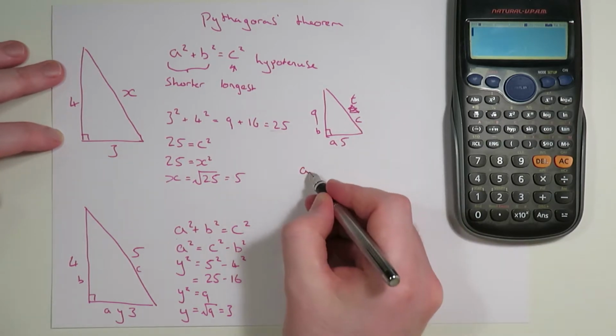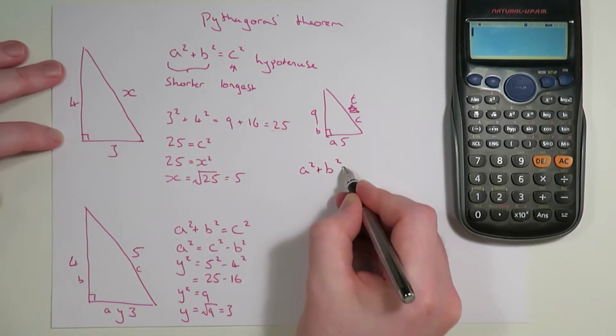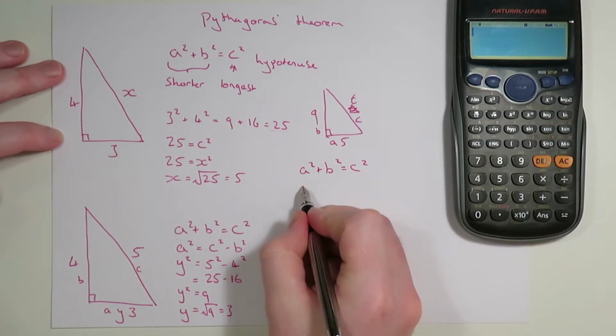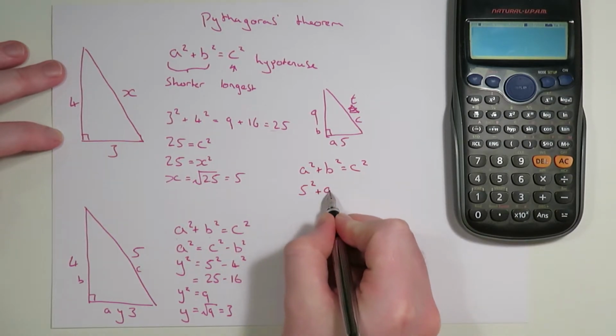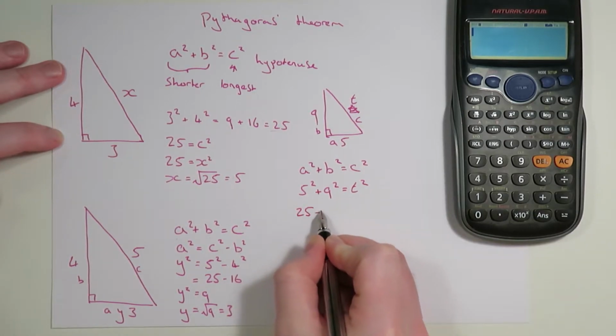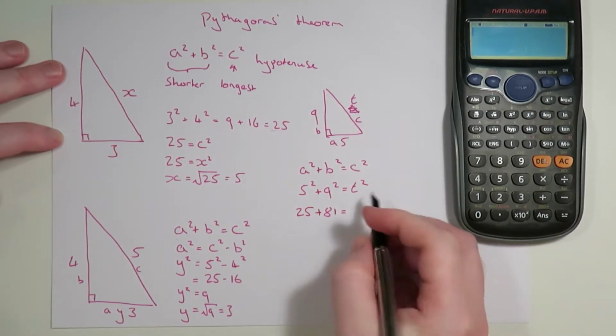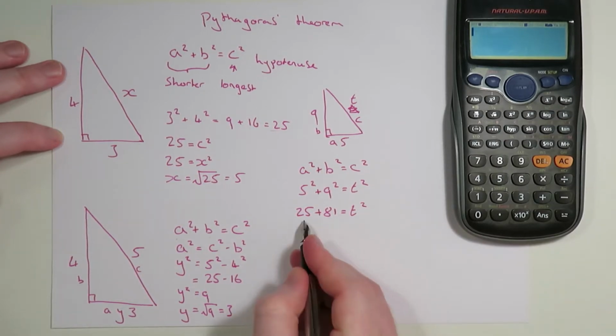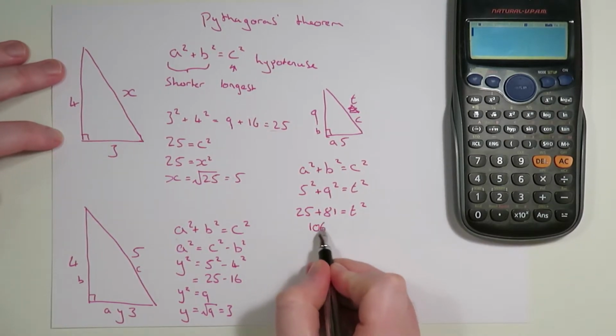So here we would do a squared plus b squared equals c squared. So that is 5 squared plus 9 squared equals t squared. So that's 25 plus 81 equals t squared. So what do these add up to give? They're 106.